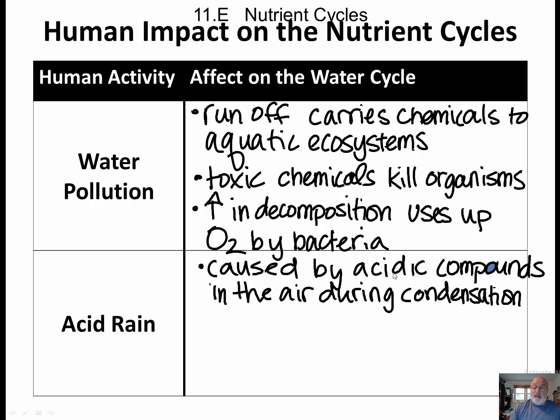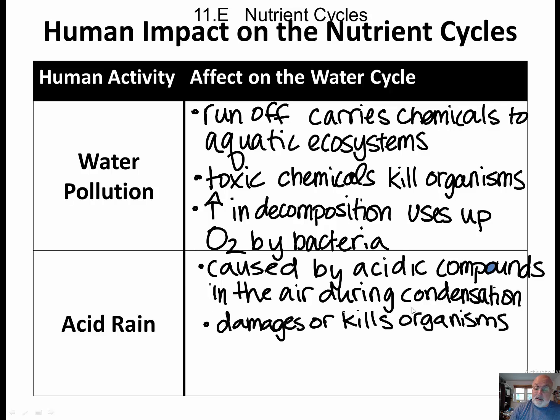Acid rain is caused by acidic compounds in the air. Acidic compounds lower pH of liquid water in the air during condensation. It damages and kills plants because it produces acidic water that falls onto plants' leaves. It will actually yellow the leaves and kill the chlorophyll.